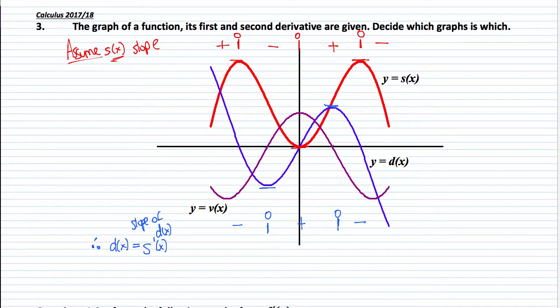Therefore, I can pretty much go ahead and get to the end and say that s of x is the function, d of x is ds of x dx, and v of x is either the derivative of the d of x function, or you can say the second derivative of s of x. Either is fine.